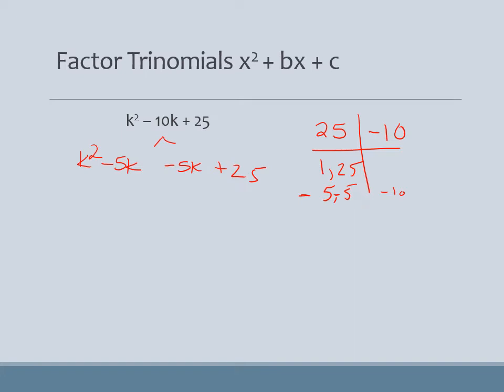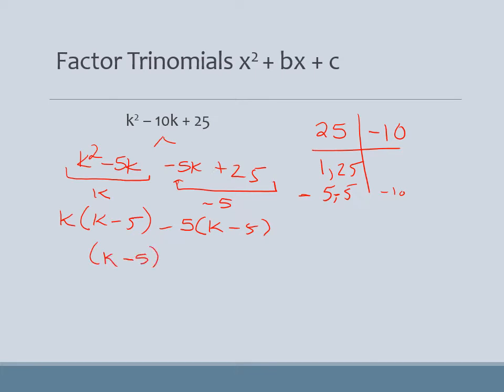Notice that those add to that middle term, so we haven't really changed the value of that expression, which is why this works. I'm going to factor out a k out of the first pair and get k minus 5. Because this term is negative, I'm going to factor out a negative 5 in the second pair, and I'm going to get that k minus 5 again. So I get k minus 5 times k minus 5. We can also write that, because there's 2 of them, if we wanted to, as k minus 5 squared.